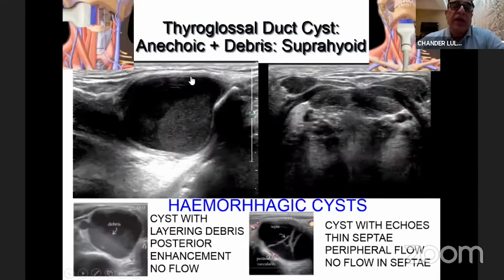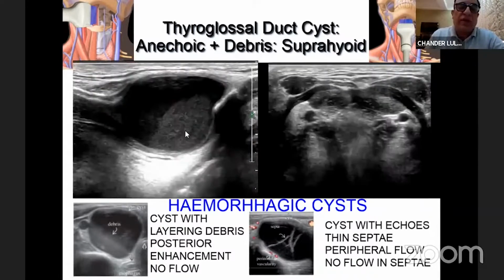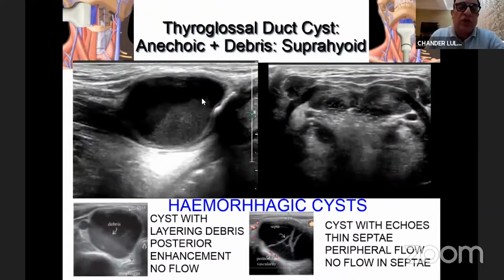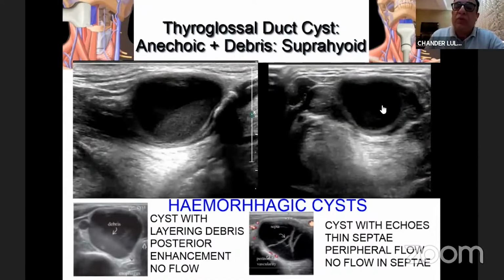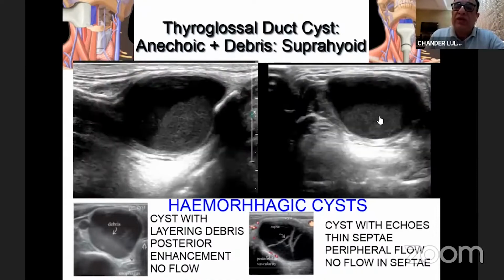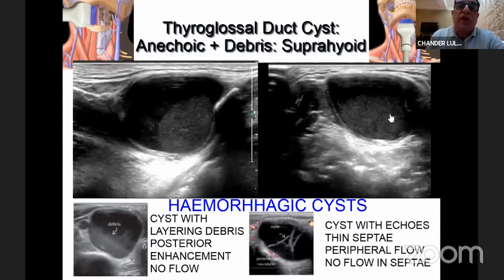And here it may show hemorrhage, so there may be a bleed which occurs, and therefore there may be layering debris, septae formation, and clumps of echoes here, as you can see in these slides. So they can show motion. So you move the transducer, and these particles will move. You can see that they can change in their shape, and this is typically due to hemorrhage.